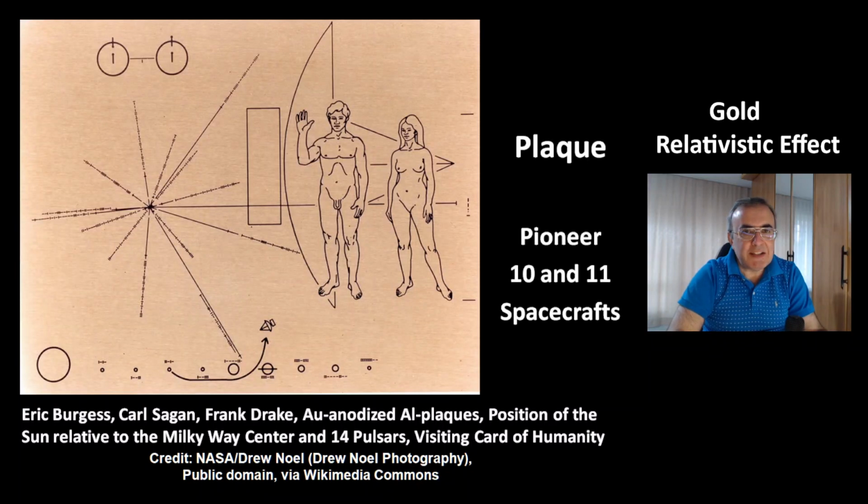And this is the plaque of the Pioneer 10 and 11 spacecrafts. The idea for this plaque came from Eric Burgess, and together with Carl Sagan and Frank Drake, they made it happen. These are gold anodized aluminum plaques. They were put on the Pioneer spacecrafts. They are on the way out of the solar system. And this plaque contains enough information for an intelligent being to determine our position in the Milky Way, because it shows the sun's relative position to the Milky Way center and to 14 pulsars. And this is a visiting card of humanity.